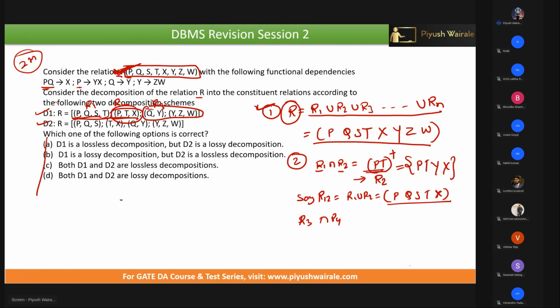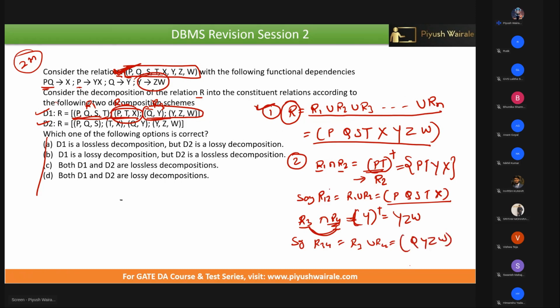But you can take any two decomposed relations here. So I'm taking R3, R4 here. Now see what we are going to get. Y is common here. Now whether Y is a key of R3 or R4, can anyone tell me? Yes, you can see if I take the closure of Y, I am going to get YZW. So that is basically R4. It means I can join these two relations. So say R34 equals R3 union R4. That is basically Q, Y, Z, W.